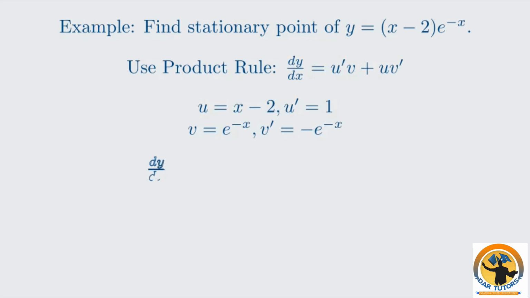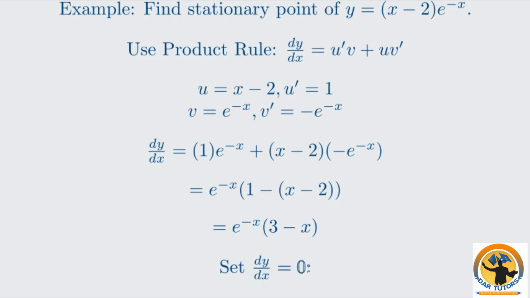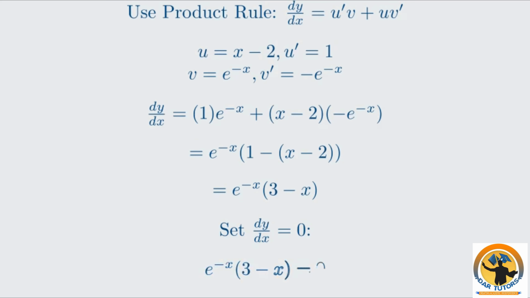Applying the rule, we get 1 times e to the negative x, plus the quantity (x minus 2) times negative e to the negative x. We can factor out e to the negative x, which gives us e to the negative x times the quantity (1 minus x plus 2). This simplifies to e to the negative x times the quantity (3 minus x). To find the stationary point, we set the derivative to 0.